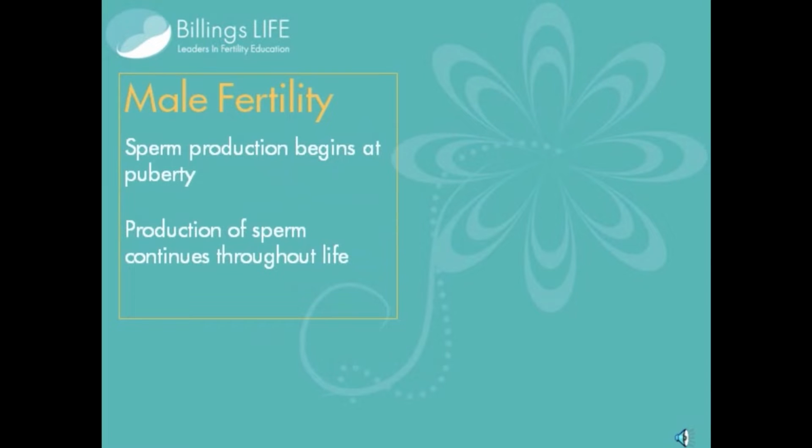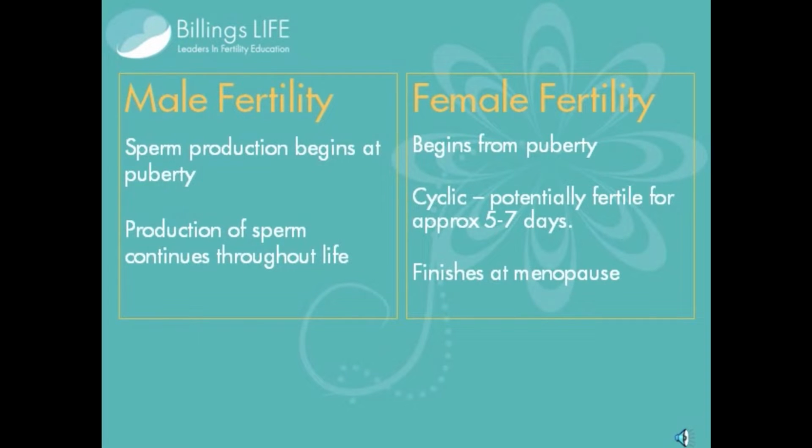When we talk about fertility, we're talking about fertility of the male and of the female. Male fertility begins at puberty with the start of sperm production and continues throughout life. Female fertility also begins at puberty but is cyclic, with the woman being potentially fertile for a few days to about a week each cycle, and her fertility declines to finish at menopause. Male fertility plus female fertility equals couple fertility, the ability to have a baby.